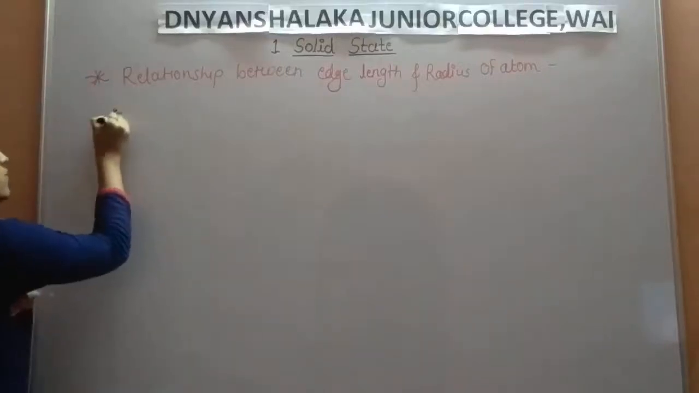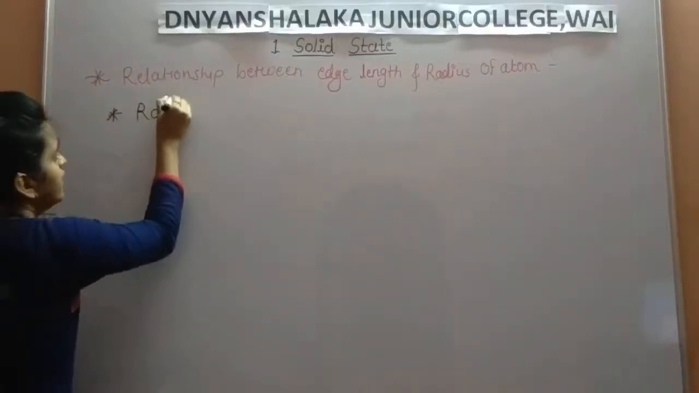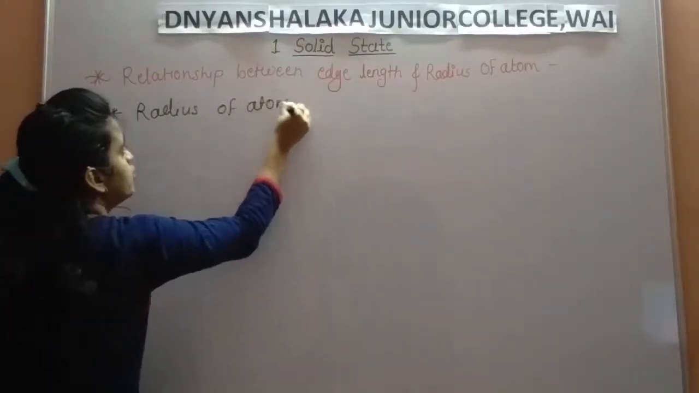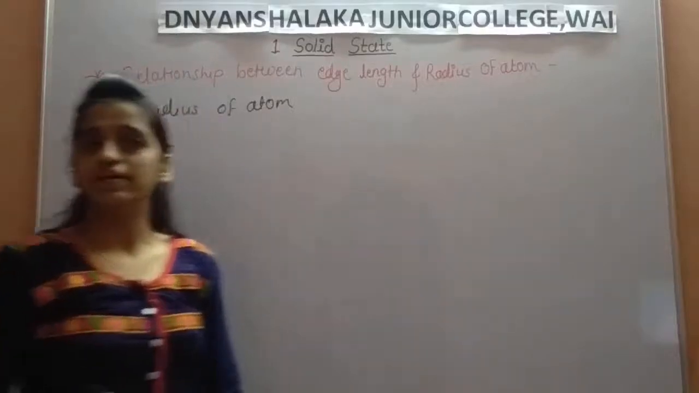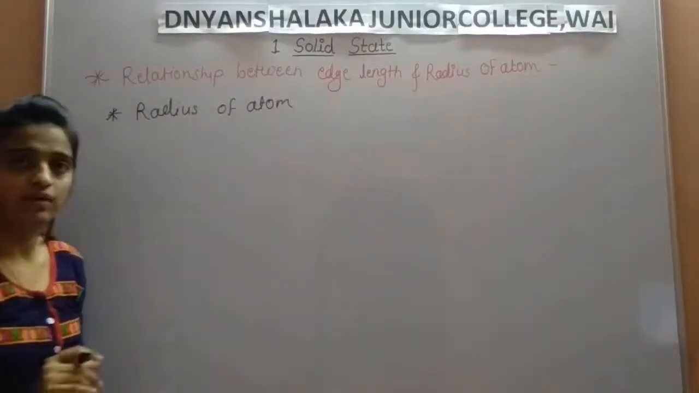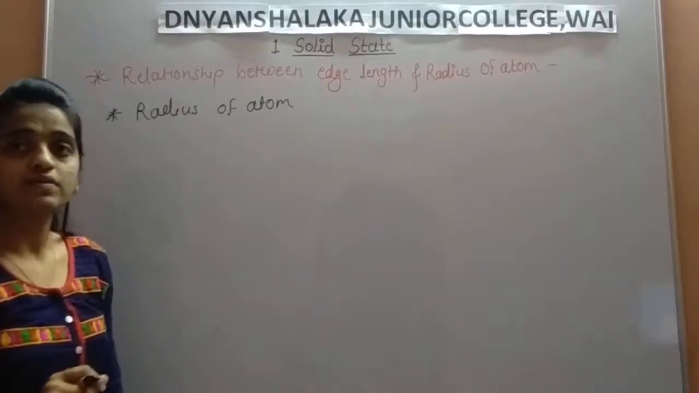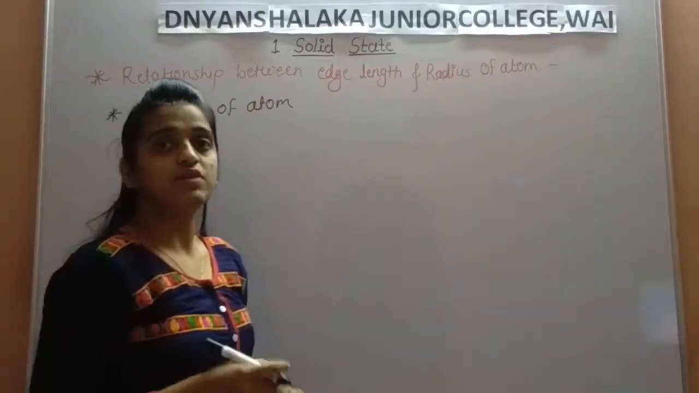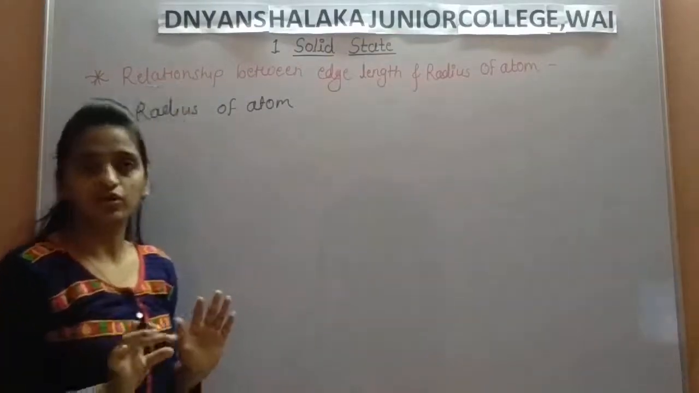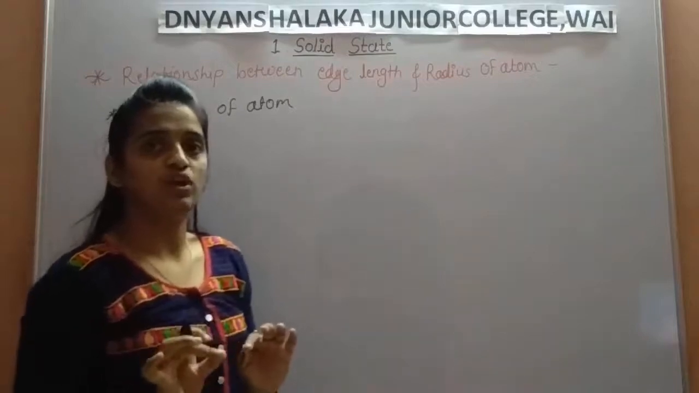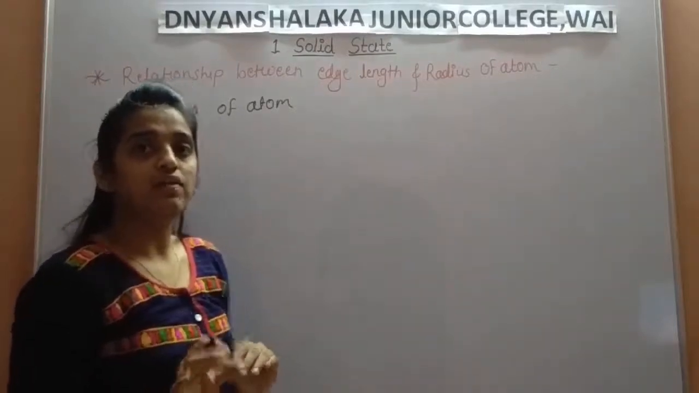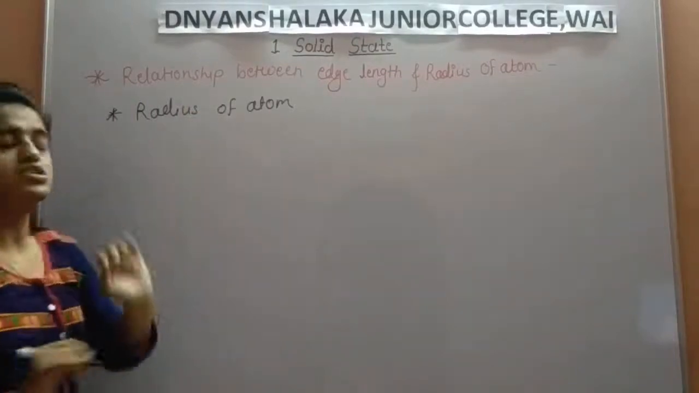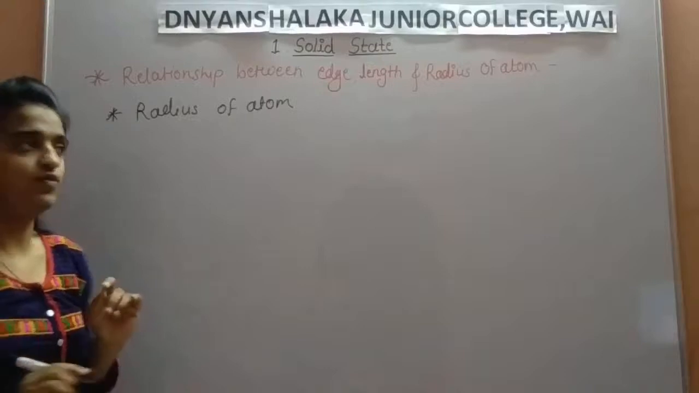So first we discuss the radius of an atom. In the 11th standard, in the periodic table, we discussed the radius of an atom. Radius of atom means the distance between the nucleus and the outermost shell of electrons in any structure of an atom. So in this topic, solid state, we find out a relationship between edge length and radius of an atom.